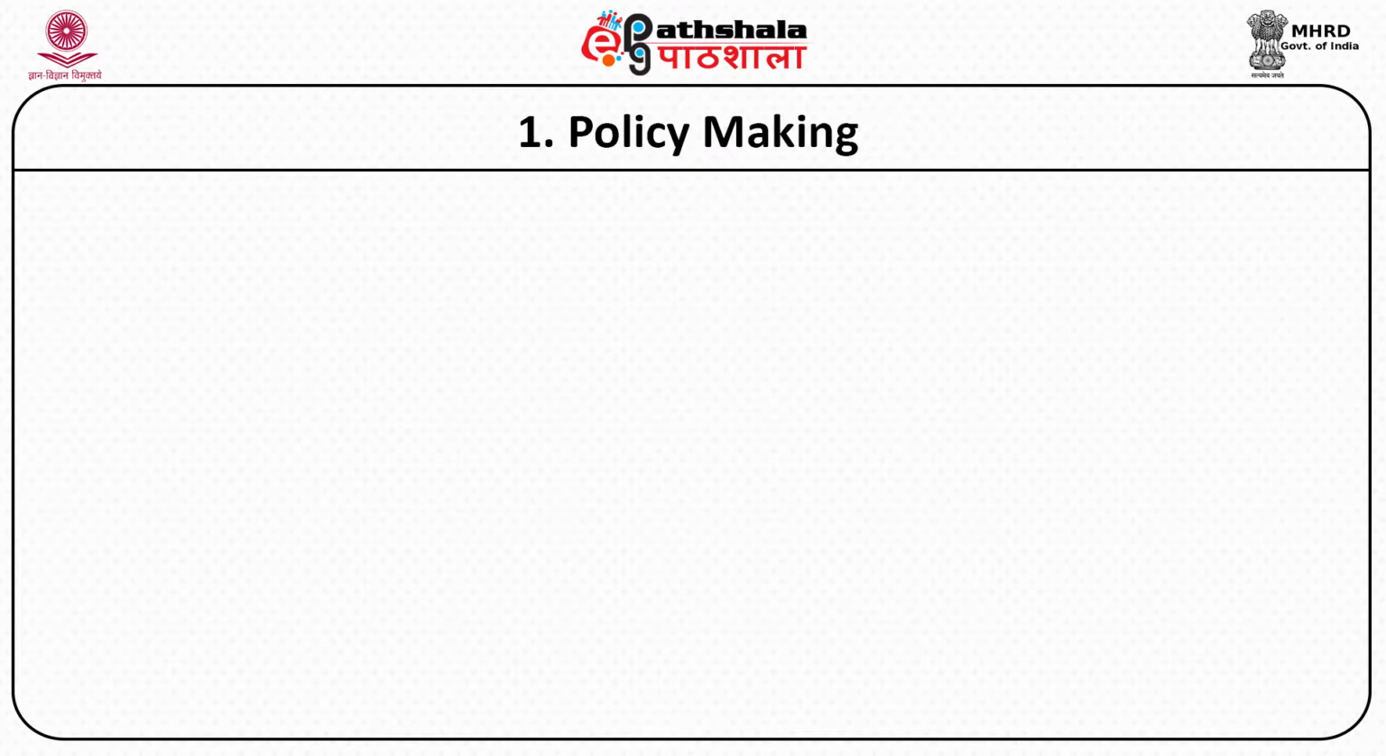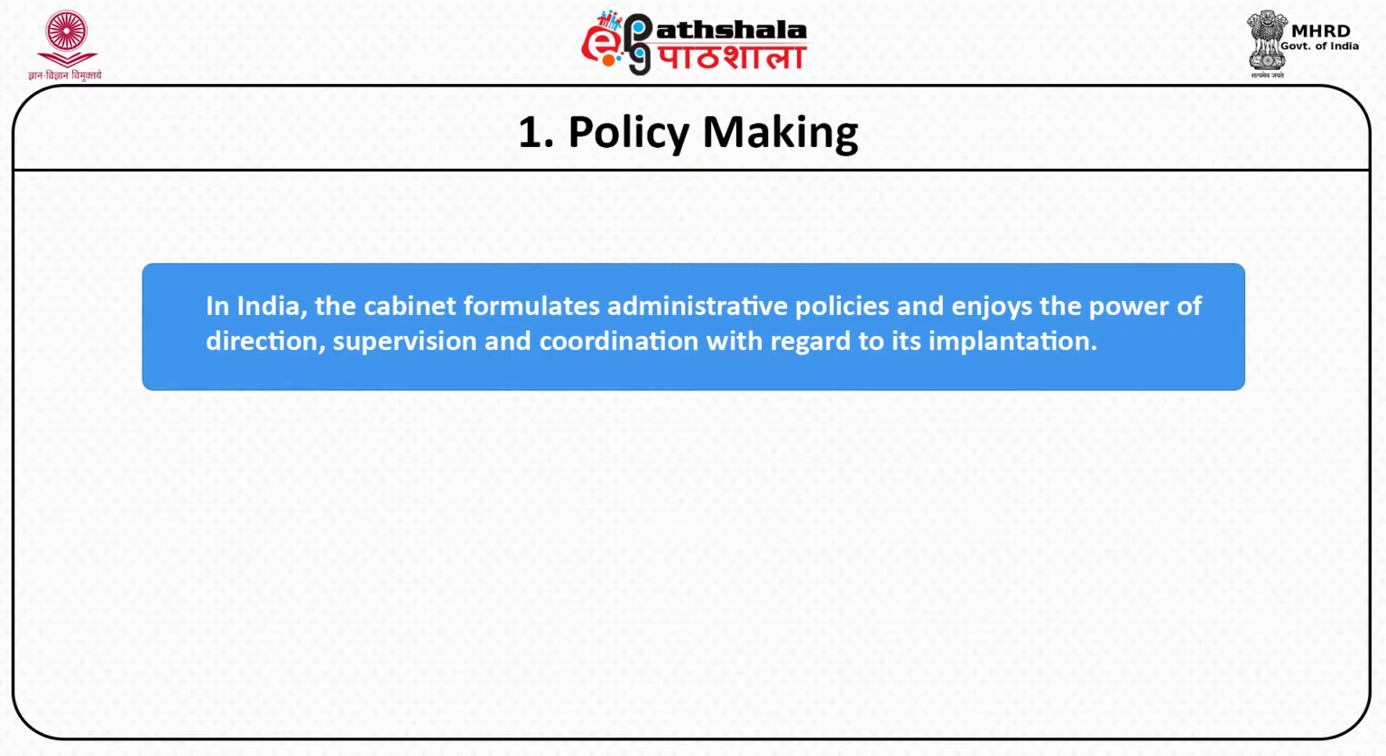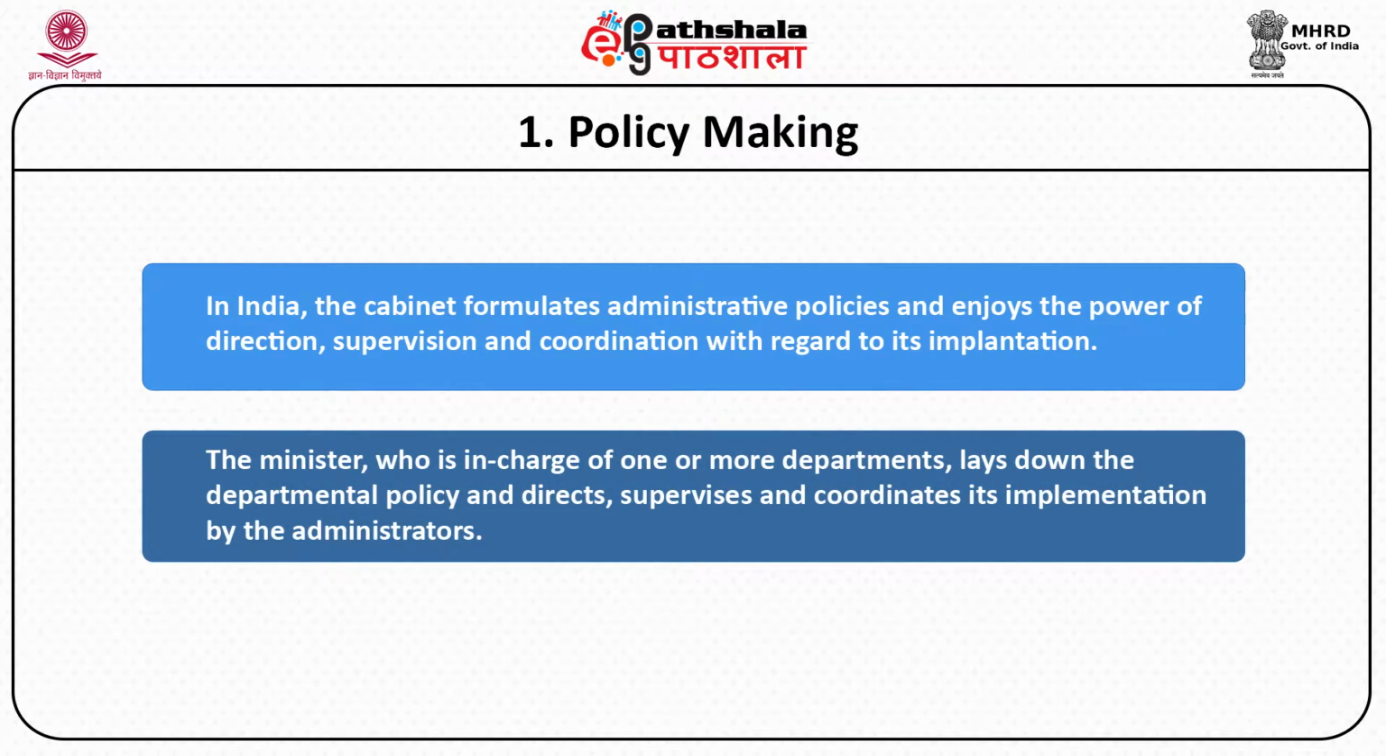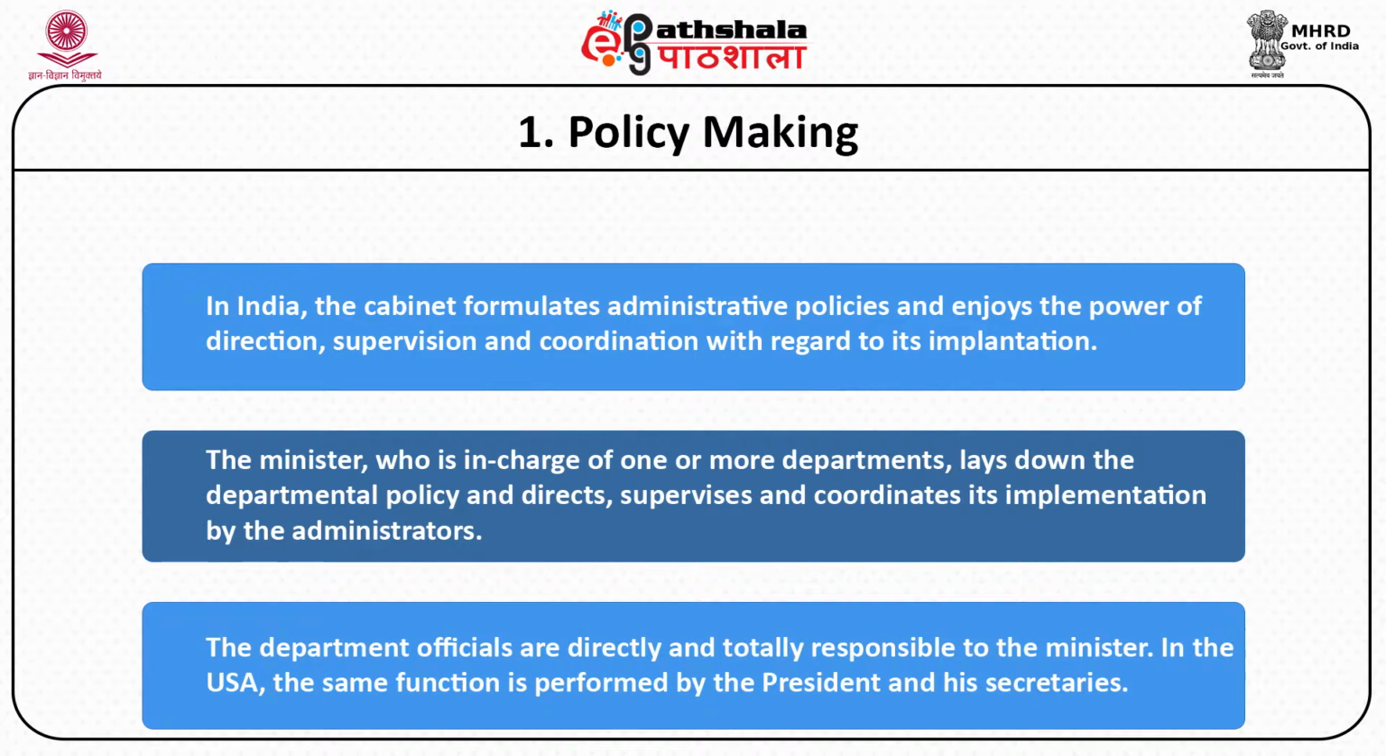Starting with the political or the policy making, in India, the cabinet formulates administrative policy and directs, supervises, and coordinates the implementation of such policies. The minister who is in charge of one or more department lays down the departmental policy and directs, supervises, and coordinates the implementation by the administrator. Thus, through political direction, the minister controls the operation of administrative agencies working under the various ministries and departments. Now, the departmental officials are directly and totally responsible to the ministers.